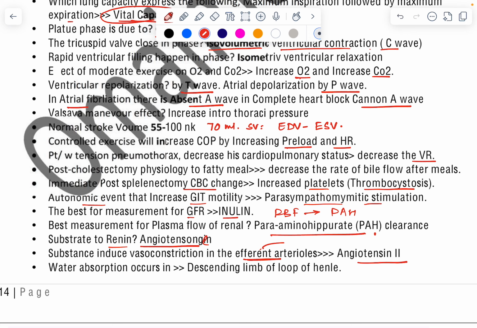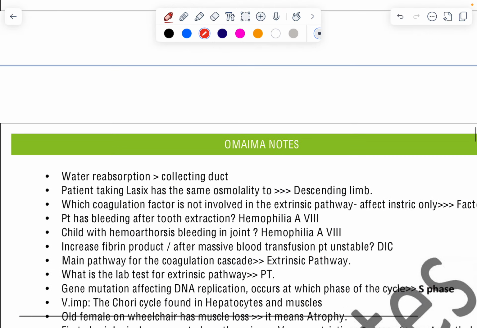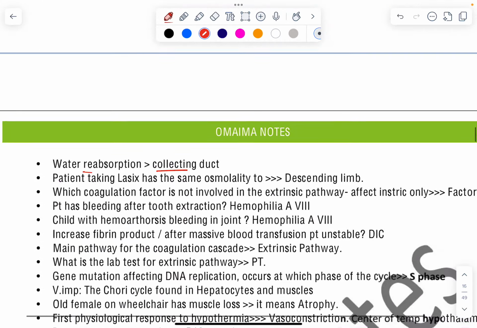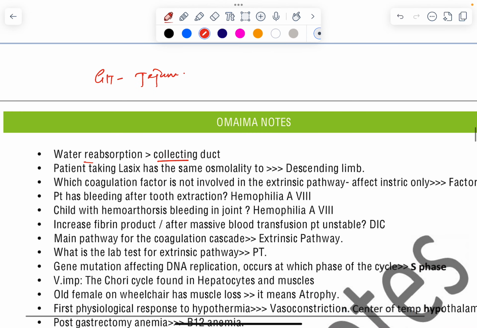Water absorption occurs in the descending loop of Henle, and water reabsorption in the collecting duct, as well as in the GIT jejunum. A patient taking Lasix, furosemide, affects osmolarity in the descending limb.